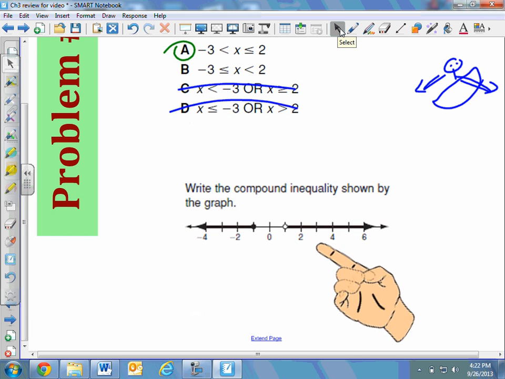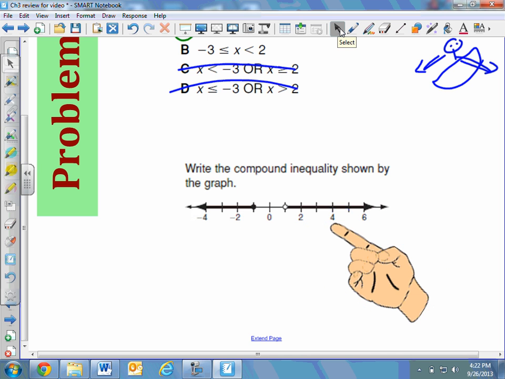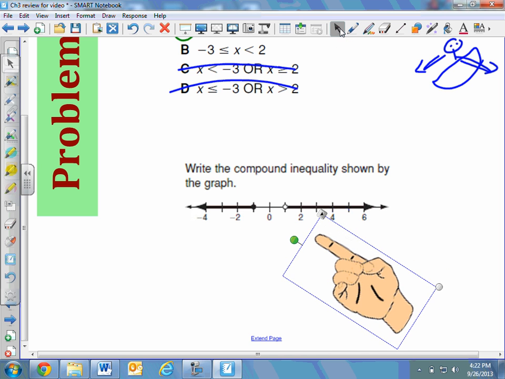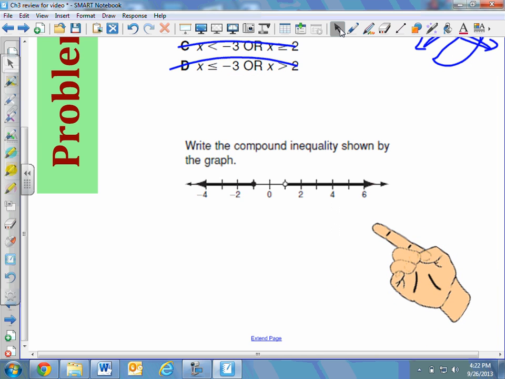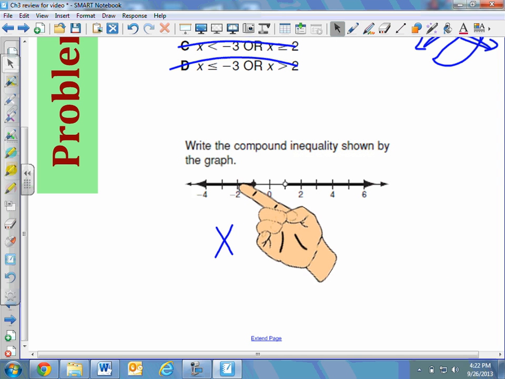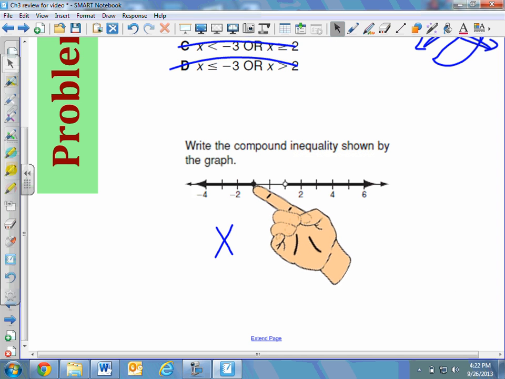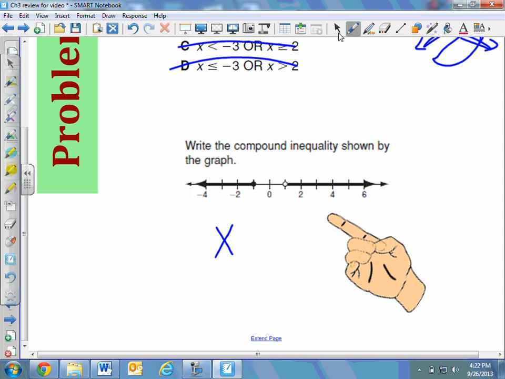Write the compound inequality shown below. Okay, let me ask you this. Is this an OR problem or an AND problem? This is an OR problem, so you should kind of know what it should look like. Let's go ahead and use letter X. Let's use the first one here. This one's at negative 1, and it's closed circle. So I'm going to use X is less than or equal to negative 1.